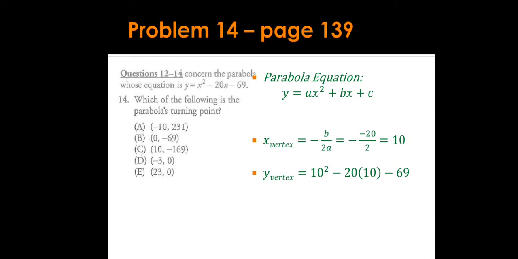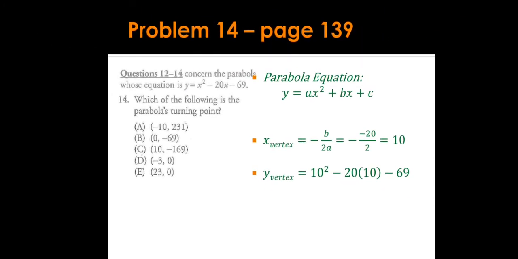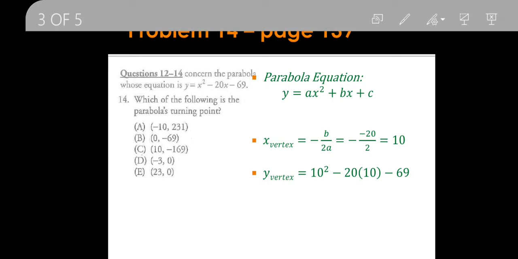Question number 14, also related to the same parabola, which is y equals x squared minus 20x minus 69. The question is, which of the following is the turning point? What do we mean by the turning point?